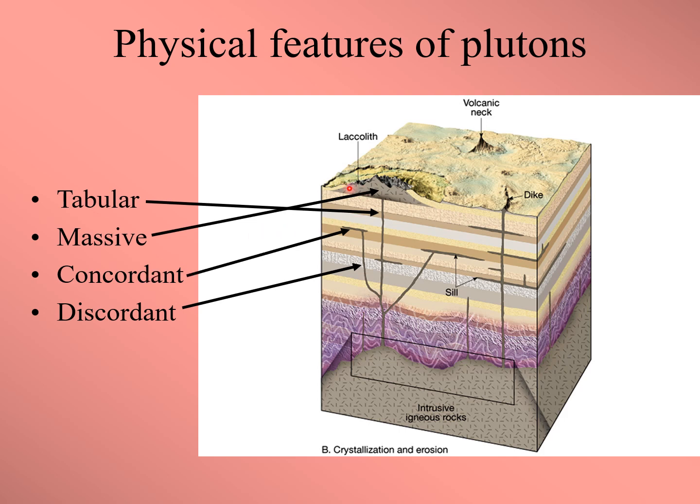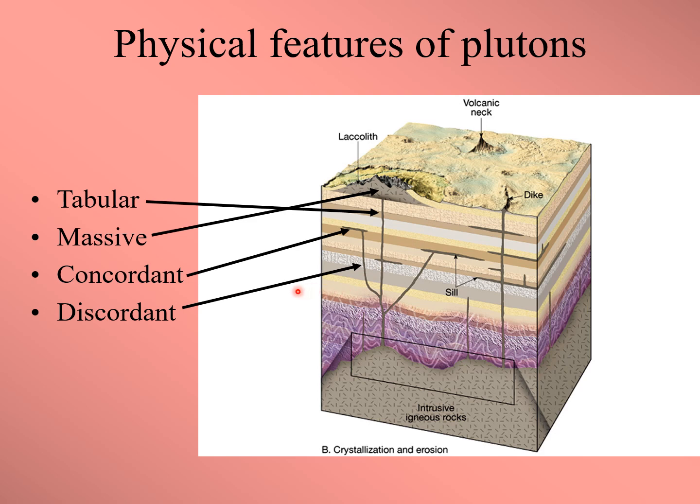Massive is actually when a large plutonic body is not tabular, so it's not long and thin. It can have a number of different geometries, but oftentimes it's just a big mass. It's more spherical, I guess, in some weird way, or it's more shaped like a lens.